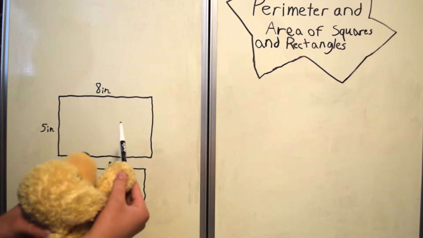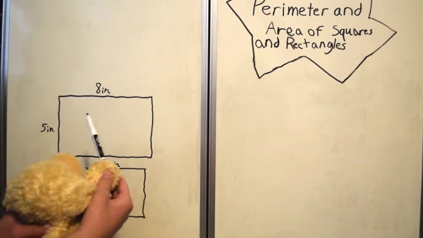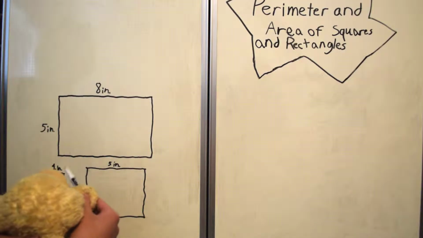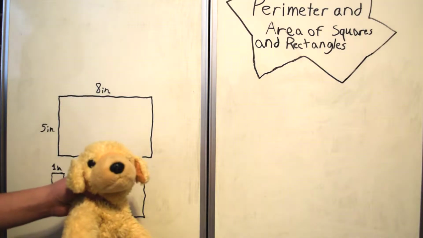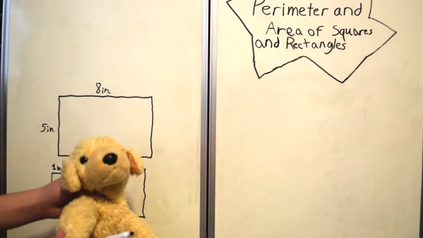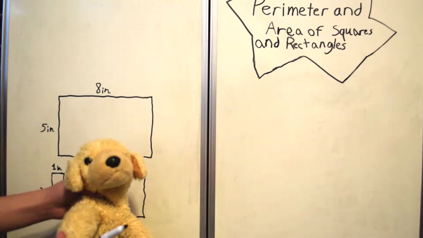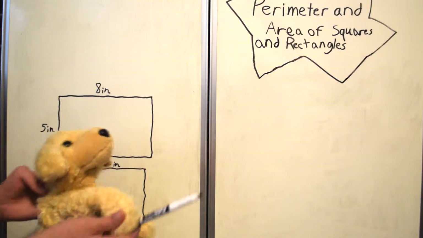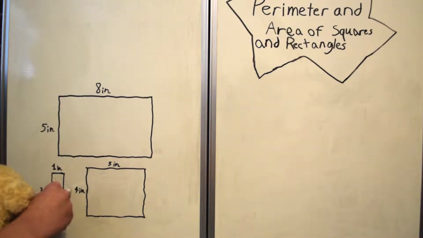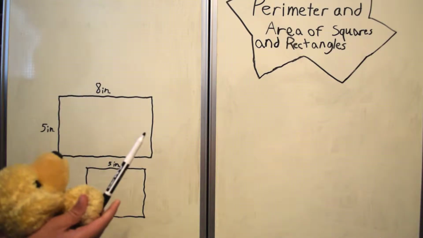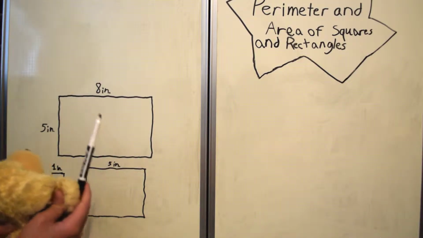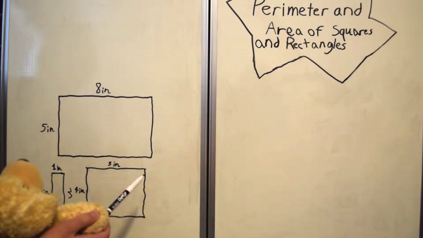Here I have a few examples of rectangles, and as you can see, only 2 sides of each have lengths listed down. That's because with rectangles, if one side is a certain length, then the side opposite from that side is the same length. So this side is 3 inches long, and this side is 1 inch long. That also means that the same rule applies to the other rectangles.